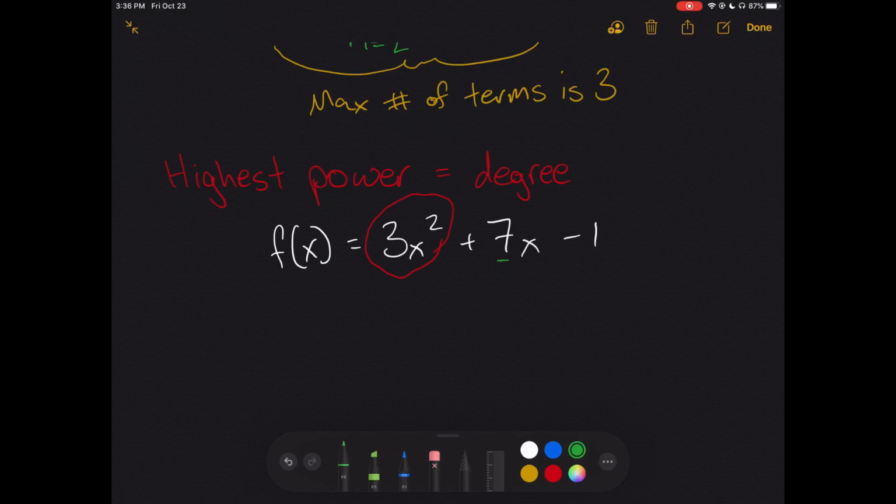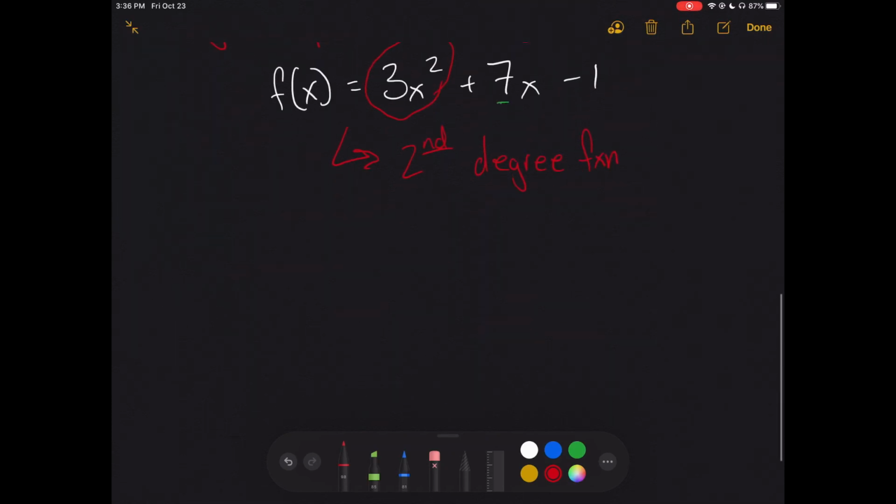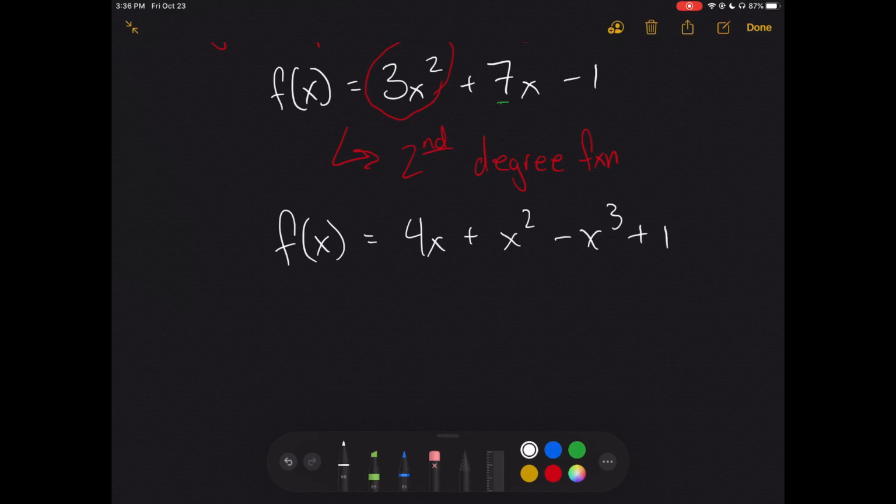I don't care what the coefficient is. So you'll see here, I've got 3x squared plus 7x. The highest degree term is the 3x squared because that's the highest power. We don't care about the size of the coefficient. I know that 7x looks like maybe the larger term because of that 7, but that 7 is not as strong as an x squared, if you will. That's just a coefficient. We care about the degree, which is also the highest power. So any quadratic, any x squared as the highest degree, is going to be a second degree function.